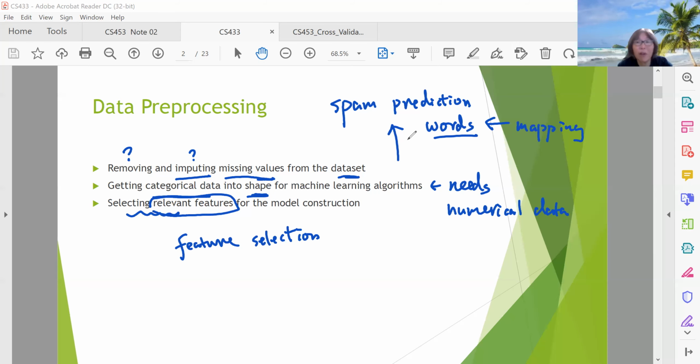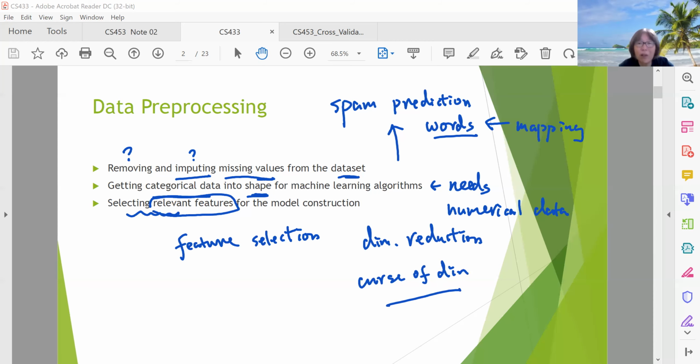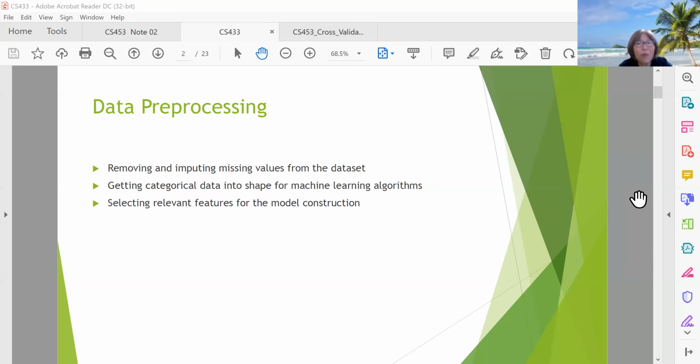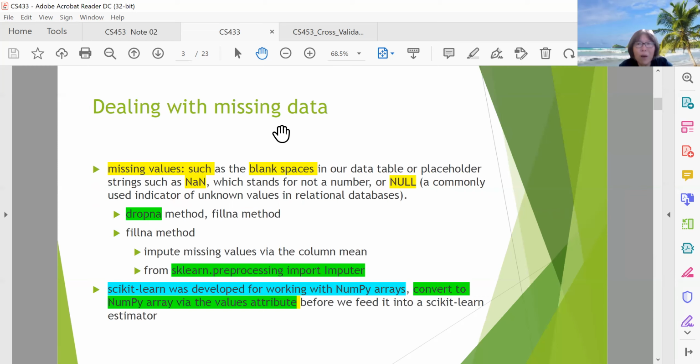Feature selection. In the previous discussion, we discussed dimensionality reduction, which addresses the curse of dimensionality. You may have a lot of features, so how do you get rid of some noise? Now, for missing values.